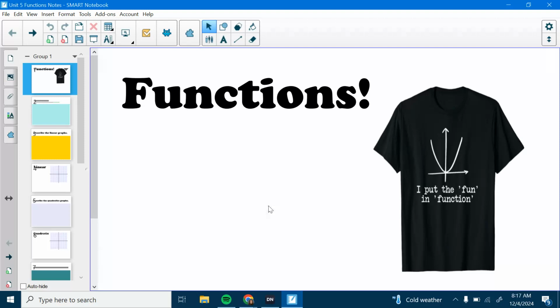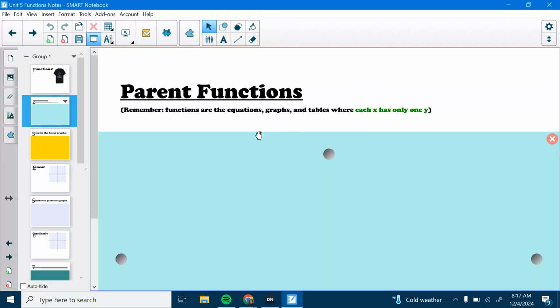Alrighty, so we are starting a new unit here in algebra about functions. Just a reminder for you about functions. This graph right here on this t-shirt is a function called a parabola or a quadratic. We're going to look at functions like that.